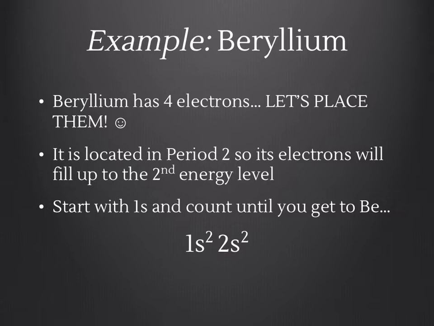Well, I just did it because I forgot that I put it on this slide, but oh well, let's walk through beryllium, okay? Beryllium has 4 electrons, so we're going to place them. It is located in period 2, so its electrons are going to fill up into the second energy level. We know that the periods on the periodic table, the numbers down the left-hand side, correspond to the energy levels. So if something is in period 2, that means that its electrons are going to fill up into the second energy level, okay? Start with 1s always, and we count our way across the periodic table. And so again, we start with 1s, we fill the 1s sublevel because s can hold 2 electrons, and then we move to the second energy level in the s. We only need to place 2. Again, we can check our answer by adding up the exponents, which is 4 electrons, which is what we started with. So that means we did it correctly.